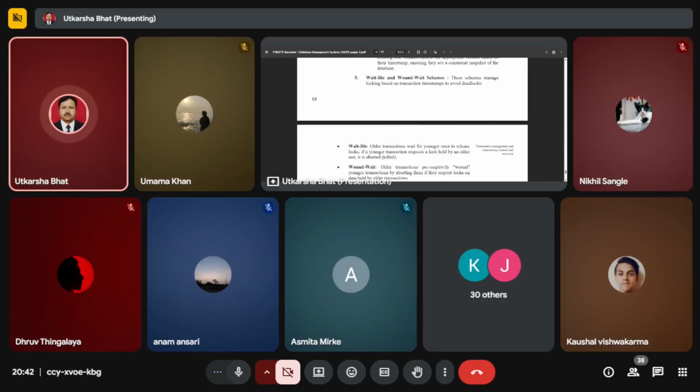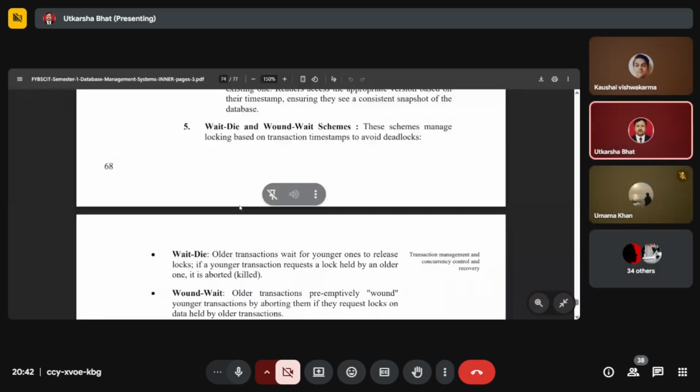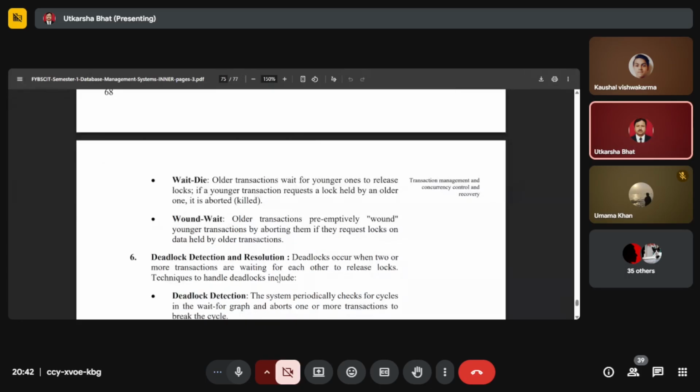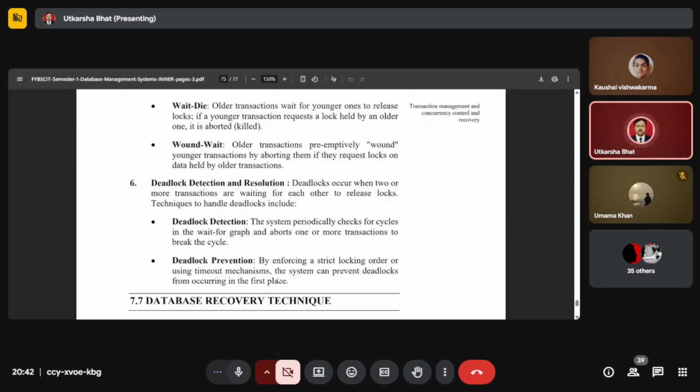Wait-die: older transactions wait for younger ones to release locks. If a younger transaction requests a lock held by an older one, it is aborted. Wound-wait: older transactions preemptively wound younger transactions by aborting them, if they request a lock on data held by the older transaction.